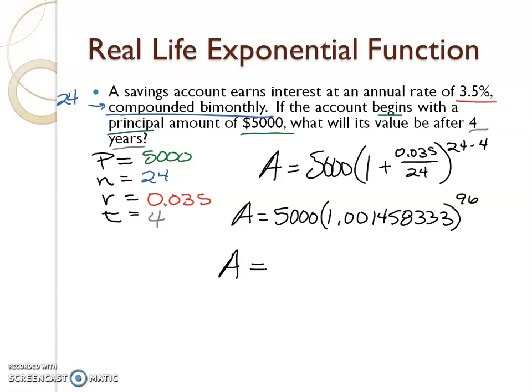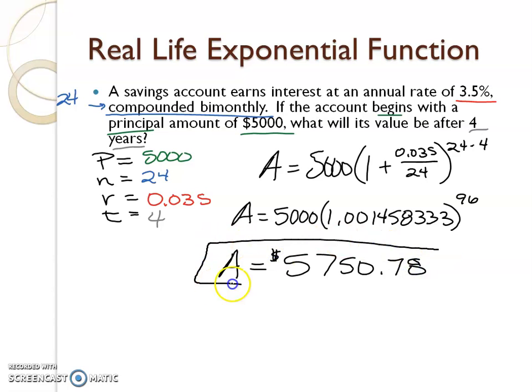So I get 5,000 times 1.0014583333, and I take that to the 96th power. That gives me $5,750.78. Okay. So for now, those are the only 2 forms of word problems we're going to do. As you guys work through, we will do more with these word problems as far as figuring out different pieces of information. But that's a good place for us to start out with those.